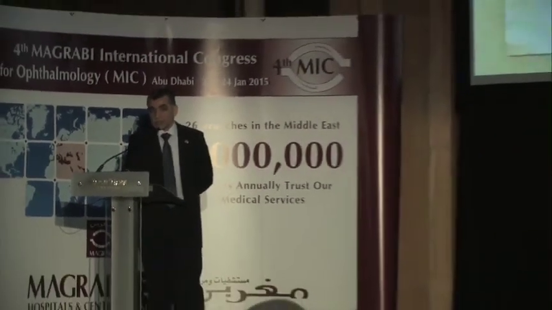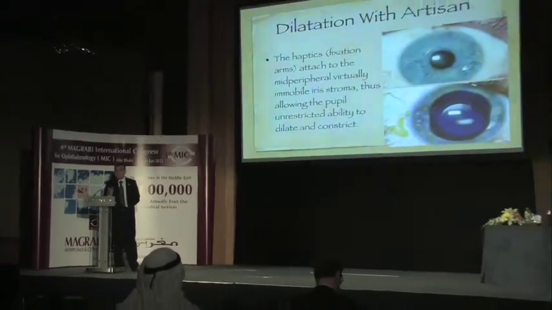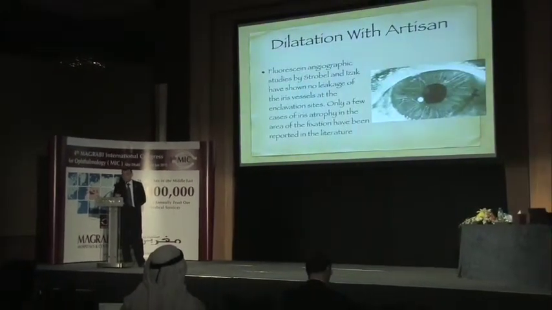How about if we want to dilate with this kind of lens? This doesn't even interfere with the dilatation. As we see here, the patient is fully dilated and still the lens didn't move. So if a patient has some retinal problem, we can still see the retina. And the pupil can constrict in the pupillary reflex, it's just normal.